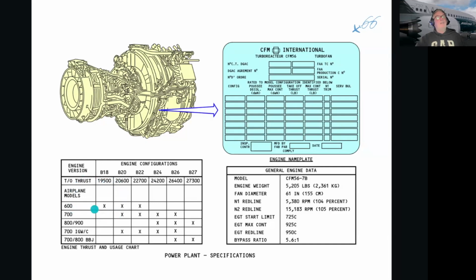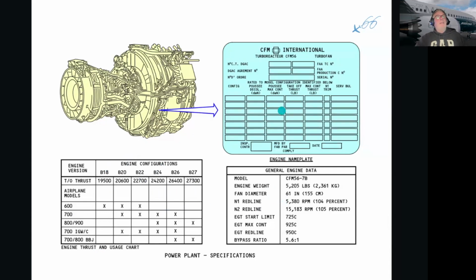So a 600 would be rated at 19,500 pounds, then a 700, an 800, and a 700 IGW, which is for an increased gross weight. The 800 BBJ is a Boeing Business Jet. So these are the thrust settings preset from the factory. If you have any doubt, you know how it's all preset.